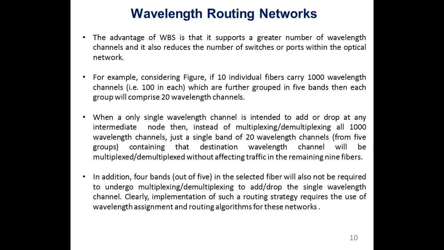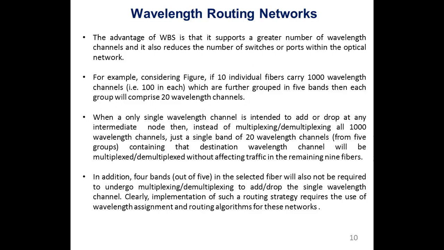And when we have only a single wavelength channel to be added or dropped at some intermediate node, then instead of multiplexing and demultiplexing all 1,000 channels, you just have a band of 20 wavelength channels, in one of the 5 groups, that needs to be changed or altered. One more important advantage: if you have 10 fibers doing this entire job, the other 9 fibers don't have to be affected. Only one of the fibers gets affected. The other advantage is that if you have 5 bands in the selected fiber, 4 of them will also not be required to undergo multiplexing and demultiplexing.